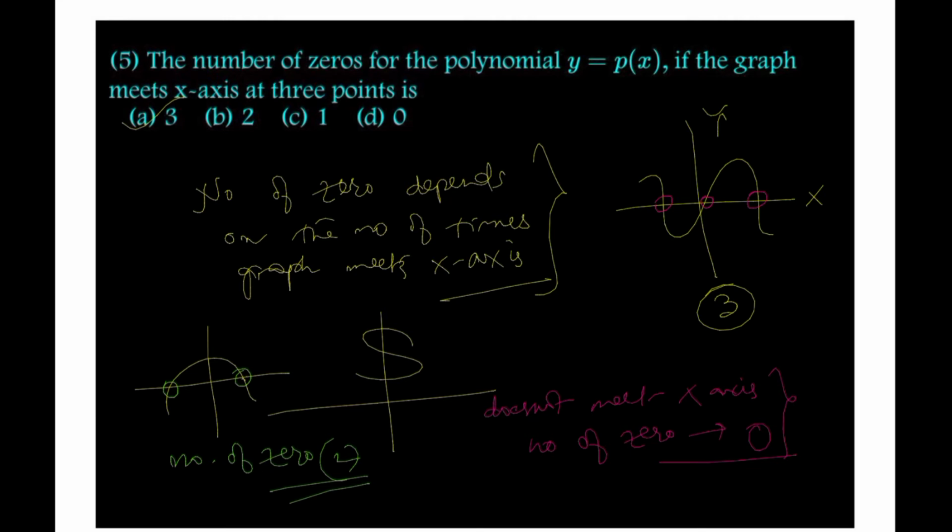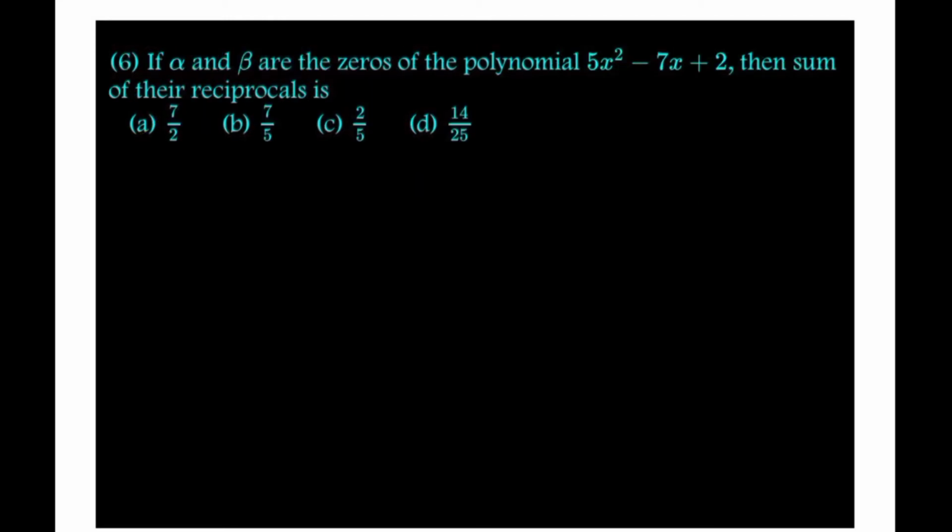So that's all for this question. Let's move on to the next question. If alpha and beta are the zeros of the polynomial, then the sum of their reciprocals is... In such a case, we will find the zeros first. For this particular question, it is quite a simple expression, so we can find the zeros first, and then we will find the reciprocals of the zeros, and then the sum of the reciprocals. So the reciprocal sum will be the second step. Let's find the zeros of this quadratic polynomial.